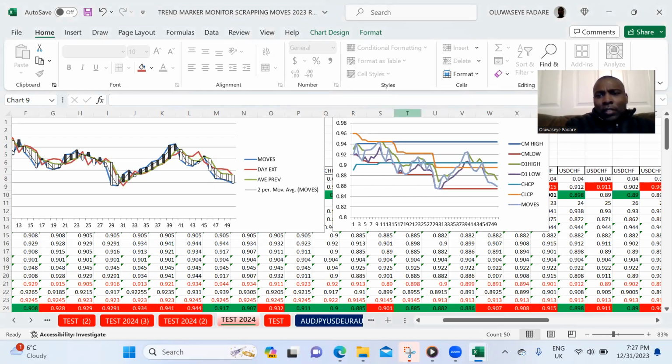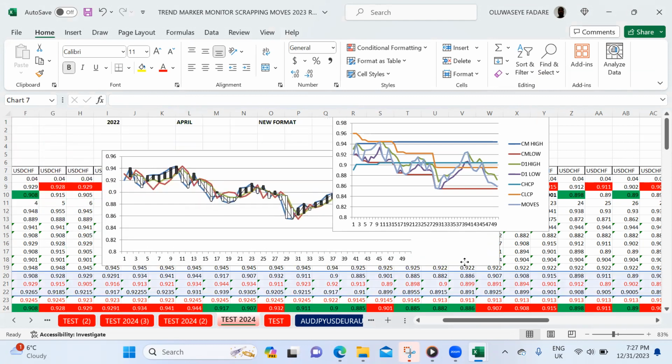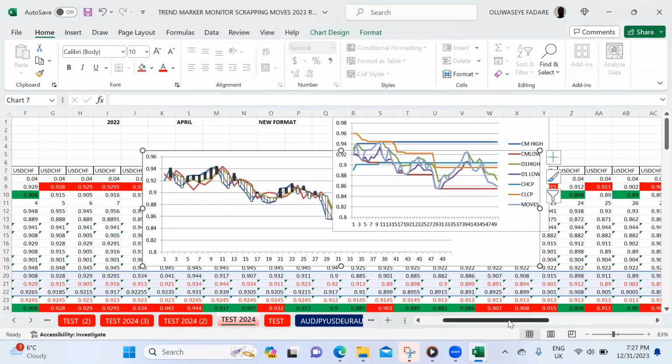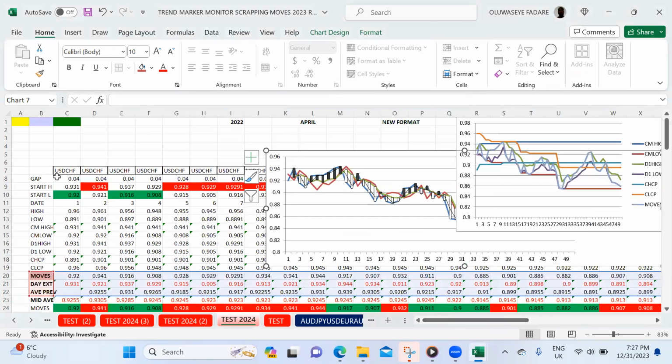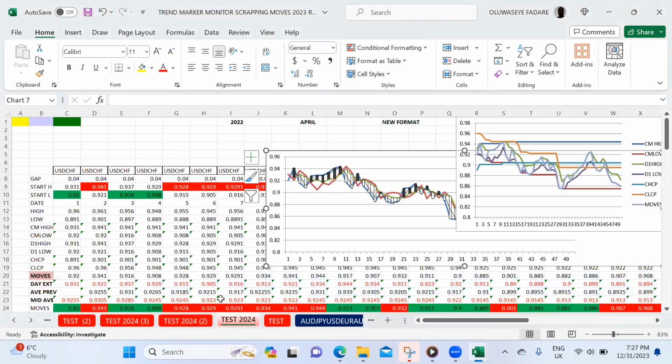So as you can see here, let me take off the chart first, and then I'll be able to go through it. Okay, so you can see here, this is a test. I'm going to do a test of the information. So for example, we are testing USD CHF.